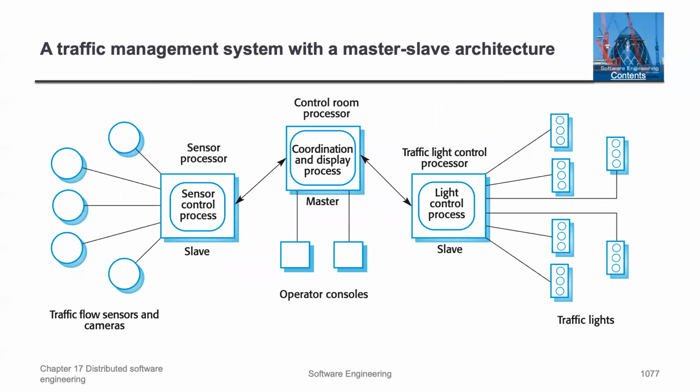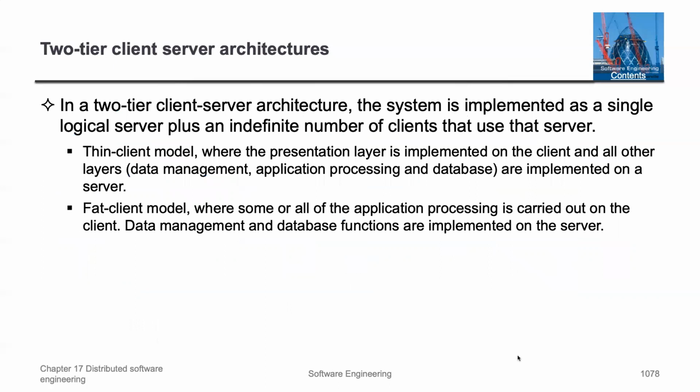So here's a picture of a traffic management system with a master-slave architecture. Here we have the slaves in communication with the master. We could be thinking in terms of sensor processing here. So this is a traffic flow kind of scenario. And we have a light control process. And so here is what you're going to do for the control. And here, what you do over on the left is for the sensing.